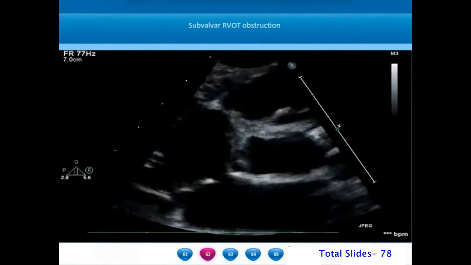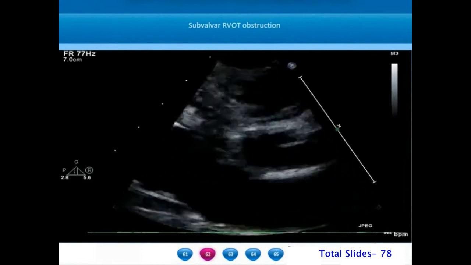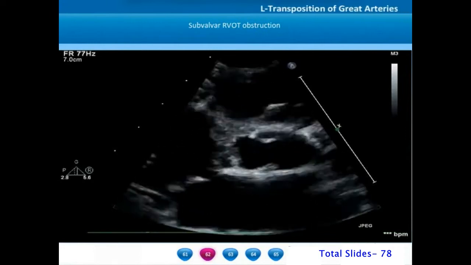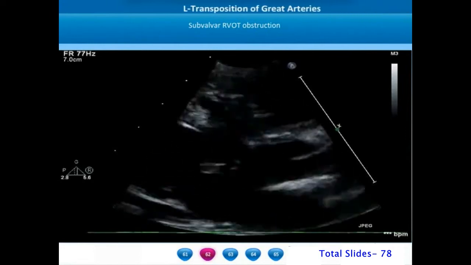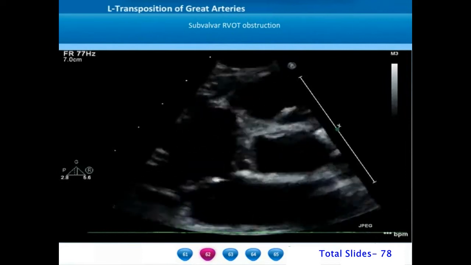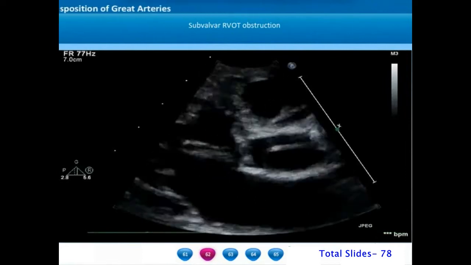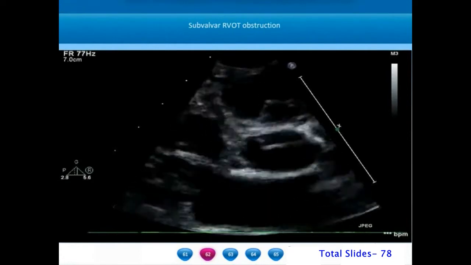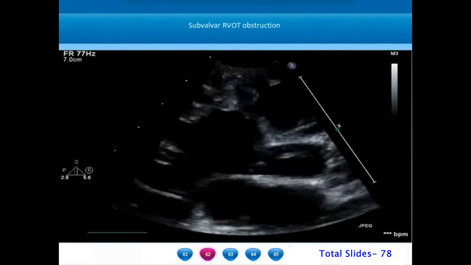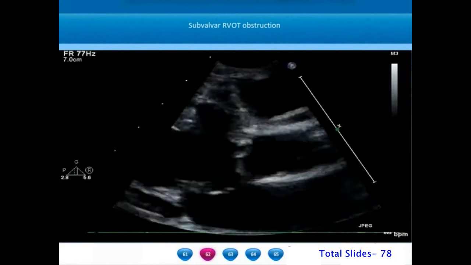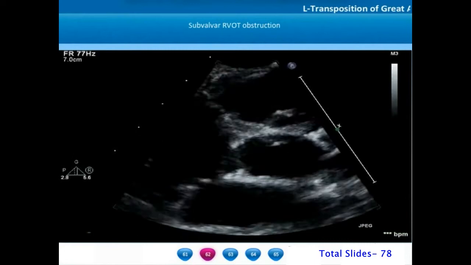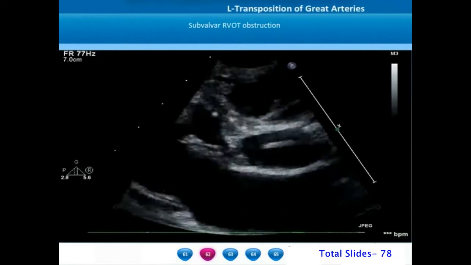While left ventricular outflow tract obstruction can be seen in about 1/4 of the patients with corrected transposition of great arteries, obstruction to the right ventricular outflow tract of the systemic right ventricle is relatively rare in corrected transposition. We can see a thick subaortic conal muscle obstructing the right ventricular outflow tract in this magnified parasternal long axis view.